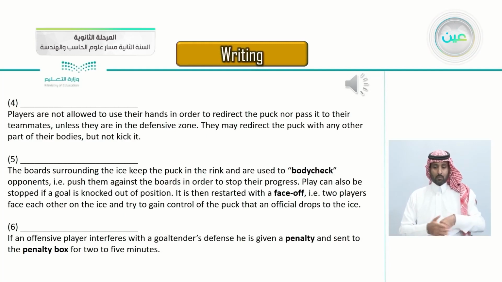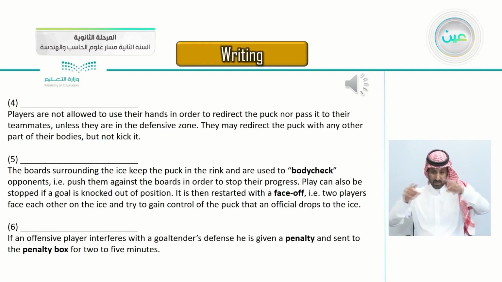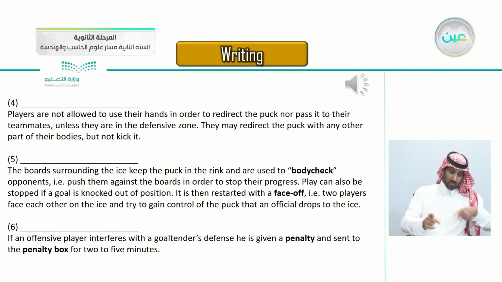Players are not allowed to use their hands in order to redirect the puck nor pass it to their teammates, unless they are in the defensive zone. They may redirect the puck with any other part of their bodies, but not kick it. The boards surrounding the ice keep the puck in the rink and are used to body check opponents, i.e. push them against the boards in order to stop their progress.